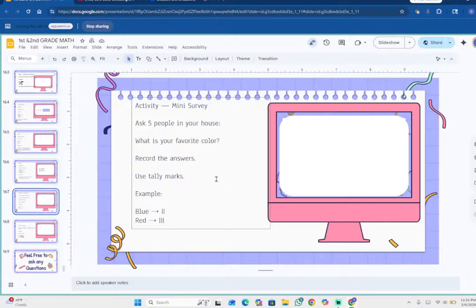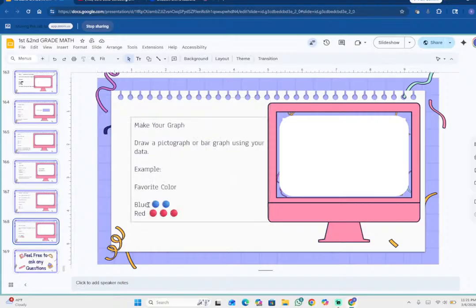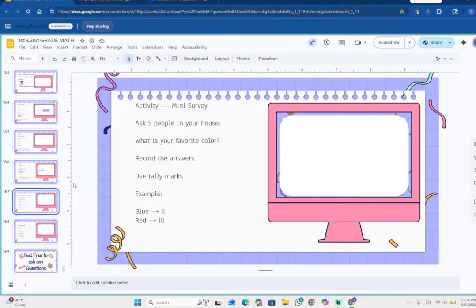You can do this for homework too, but ask 5 people in your house, what is your favorite color? Record the answers using tally marks, and then total them up at the end. And after you're finished with that, make your graph. So after you're done collecting all your data, you make the graph with the first column being favorite color, the second column being the tally marks, and the third column being the totals of all the tally marks.